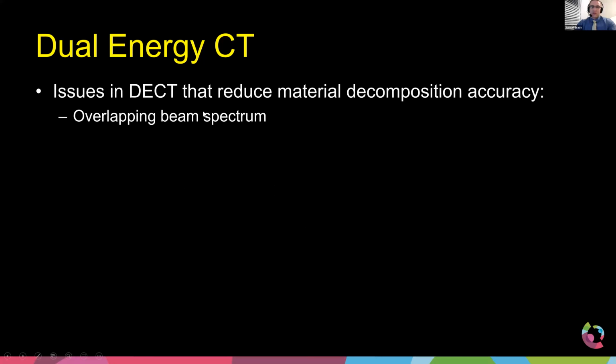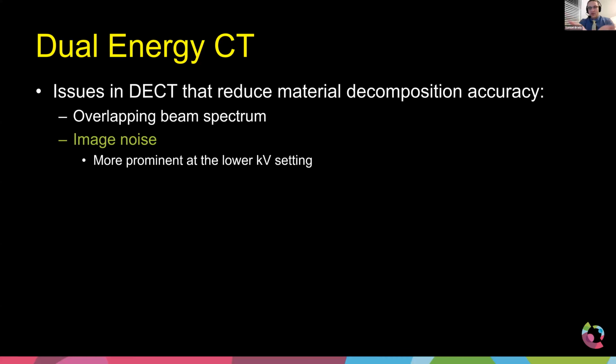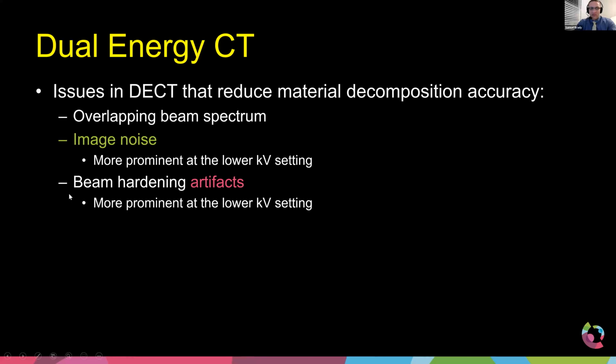All right, so the issues in dual energy CT that reduce material decomposition accuracy, or our ability to identify two distinct materials, start with the overlapping beam spectrum. Another one, as I mentioned, is image noise. If we don't collect enough photons onto our detector, there's going to be some uncertainty. Remember that spread in the red and blue curves. Image noise is much more prominent in lower kV images. And then, of course, there are always artifacts.